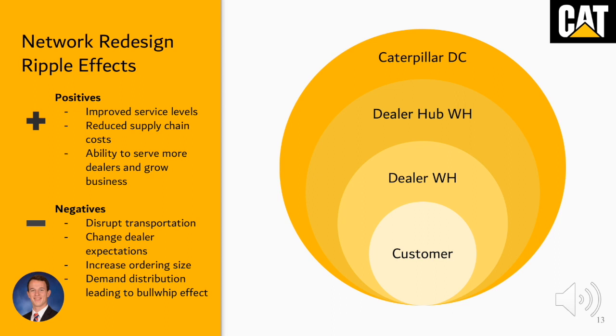The graphic on the right is meant to emphasize how demand distribution could lead to a bullwhip effect inefficiency as the amount of extra inventory will increase from the dealer warehouses to the Caterpillar distribution centers. However, the positive ripple effects would outweigh the negatives when an optimal redesign is selected using our methodology. These positives begin with increasing service levels to dealers and reducing supply chain costs, which allows Caterpillar to grow revenues, open more dealer locations, and ultimately expand the business in an efficient and organized manner.